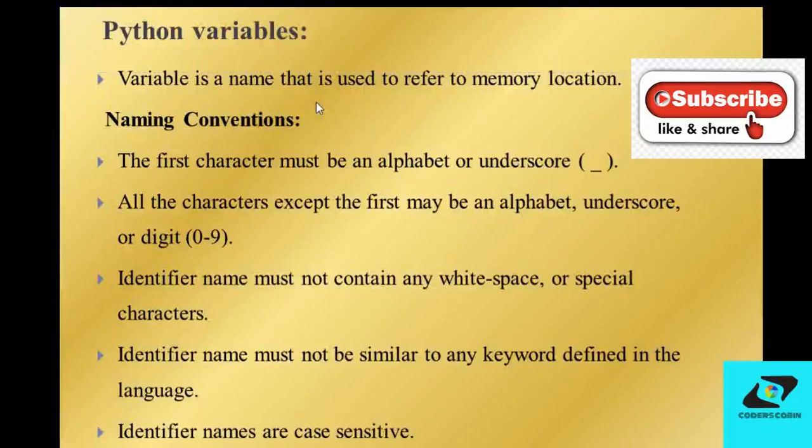The variable name should start with either an alphabet or an underscore. It should not start with any special symbol or any digit. All the characters except the first character can be alphabets of any case, underscores, and also digits. A variable is also called an identifier.